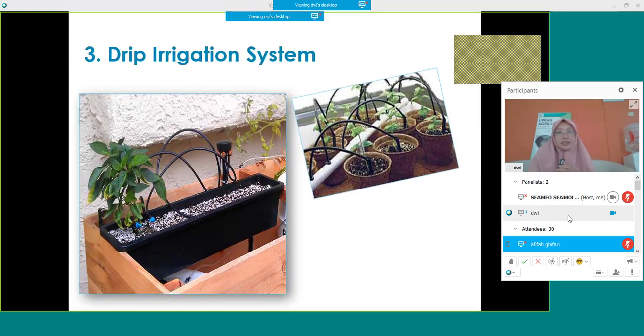The third is the drip irrigation system. In this system, the hole will drip the water that is filled with the nutrient solution. We can use a timer to drip the irrigation system to the plants that we are planting in the hydroponic system.